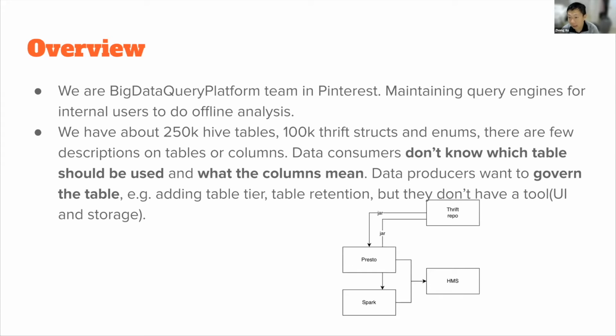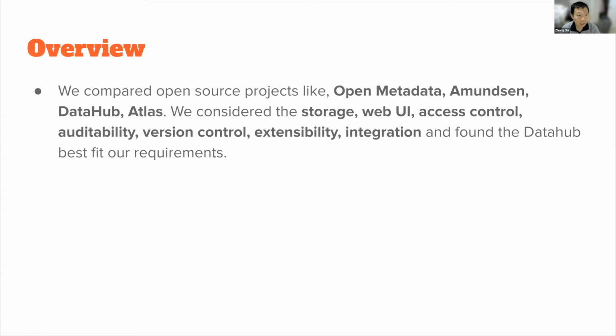The main pain point for the data consumer is that people don't know which table should be used and what the columns mean. And the data producer needs a governance tool. They need to add some metadata, but they don't know where to add it. We compared open source projects like OpenMetadata, considering storage, web UI, access control, and so on. Finally, we found DataHub best fit our requirements, so we adopted it.